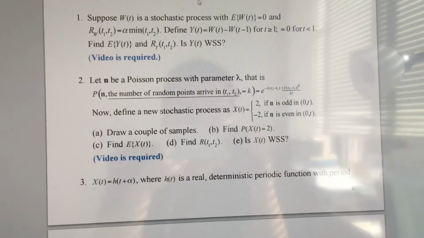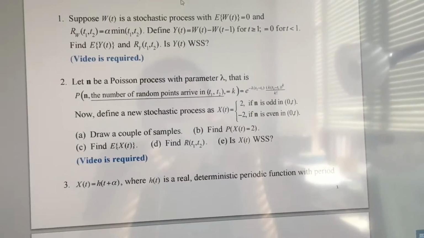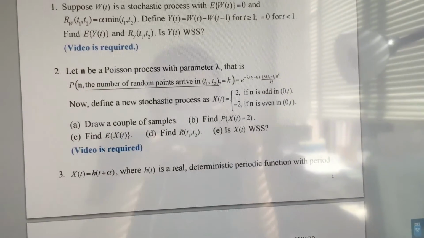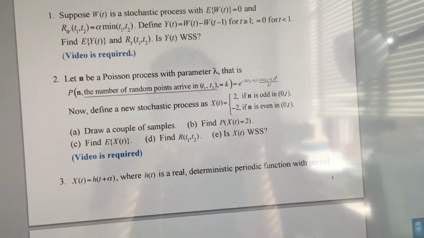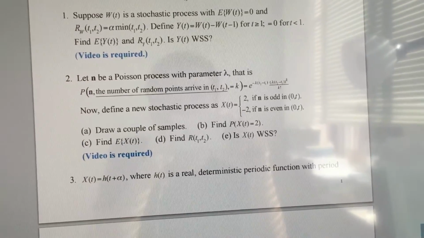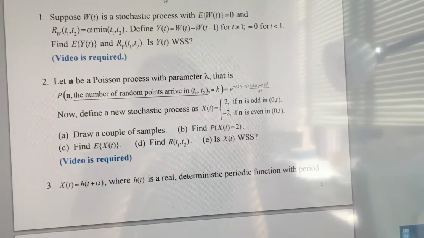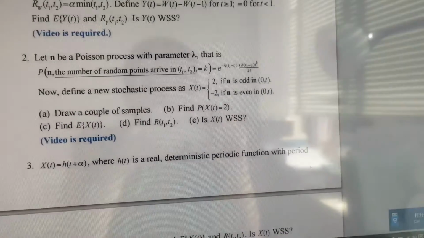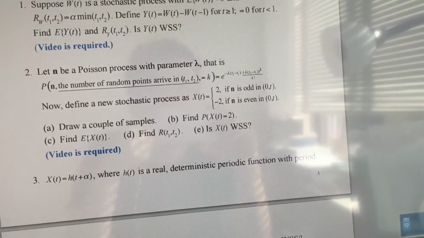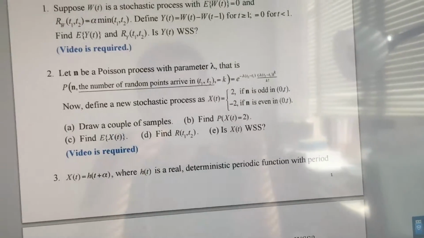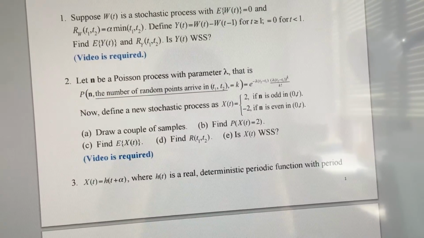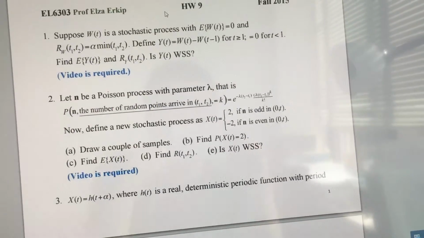The first question asks us to suppose W is a stochastic process with an expectation equal to 0 and correlation equal to alpha times the minimum value of t1 and t2, and define Yt as the difference of W valued in t and t minus 1 for t greater than 1, and 0 for t less than 1. So find the expected value of Yt and the autocorrelation of Yt, and find if Yt is a wide-sense stationary process.